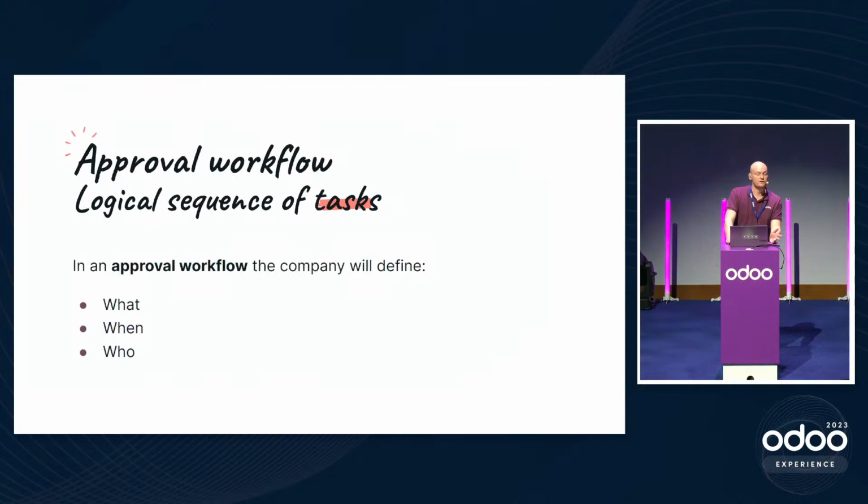So, first of all, what is an approval workflow? It's a logical sequence of tasks. So the company needs to define different criteria. The first ones are what needs to be approved, when it needs to be approved, and who are the persons that will manage the approval.